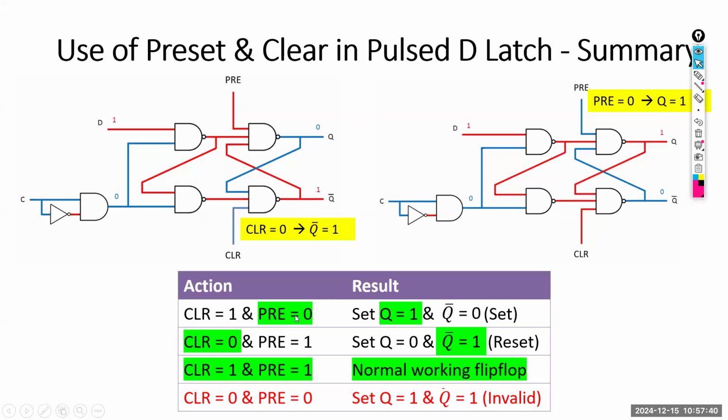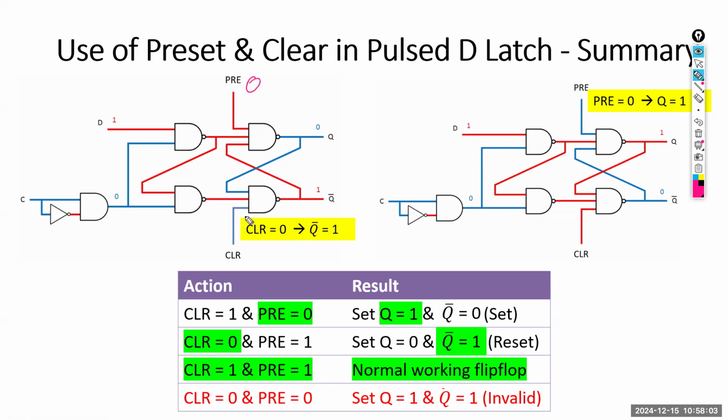So when preset is 0, you set the Q to 1. When clear is 0, you set the Q dash to 1. When both clear and preset are 1, that is normal working behavior. But don't make both clear and preset 0.